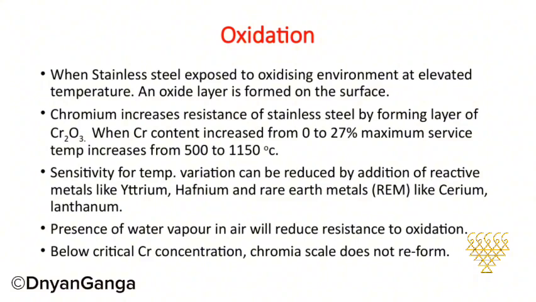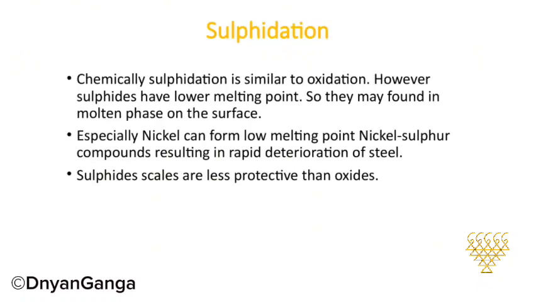Lastly, if the chromium content falls below a critical level, the chromia scale cannot reform effectively after it's been damaged or disrupted. Without that protective Cr2O3 layer, the steel becomes much more susceptible to rapid oxidation and degradation at high temperatures. Sulfidation is quite similar to oxidation in terms of the chemical process involved.